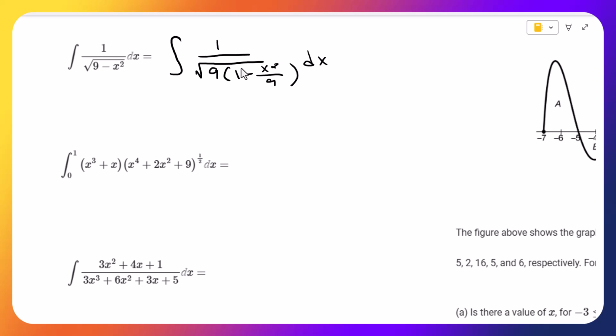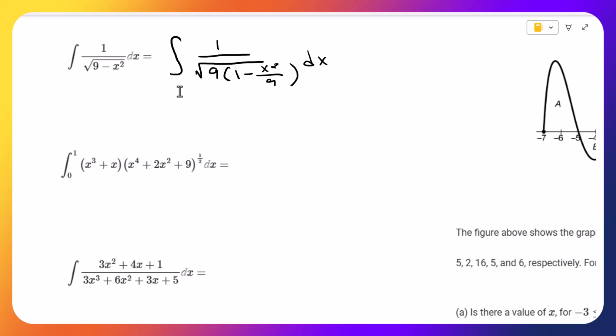This is a really unintuitive step, but you can do it, because if I distribute this back in, it'll still be the same. 9 times 1 is 9. 9 times x squared divided by 9 is x squared. So we're still mathematically the same. And what can we do now? Using our square root properties, what is the square root of 9? Well, that's 3.